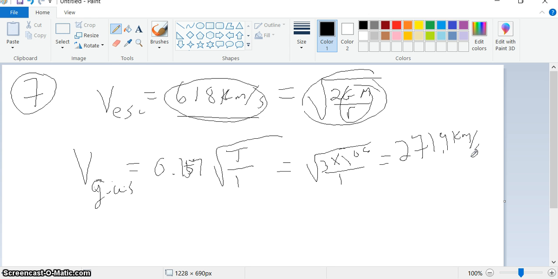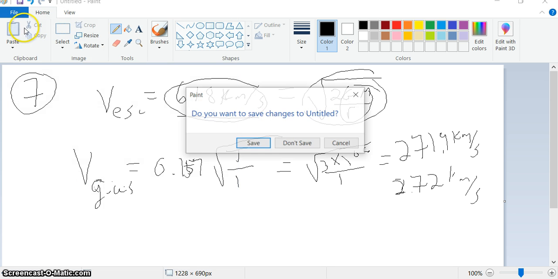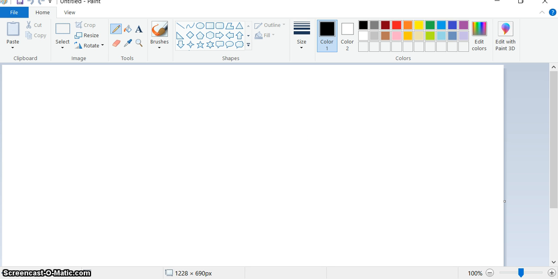So we'll just round that to 272 kilometers per second. All right, so where does that get us? That's going to be the speed of the gas. And the part that they really want you to use here is knowing that value, 272, that's the speed of the gas.